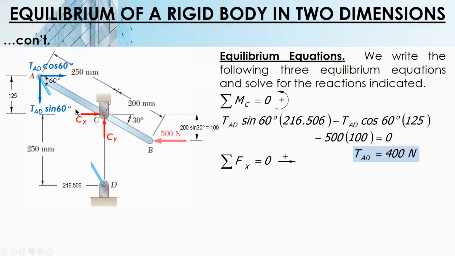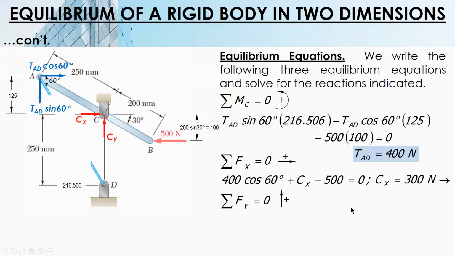CX, right, and then left. CX is positive. So, correct ang assumption na right siya. FY, CY and this one, positive also, so upward.